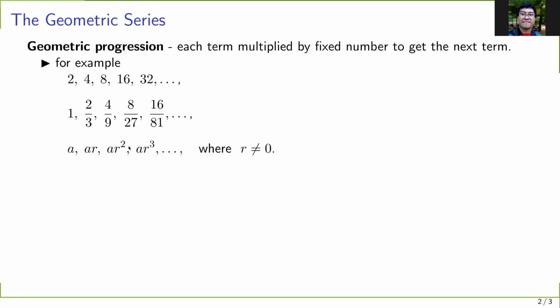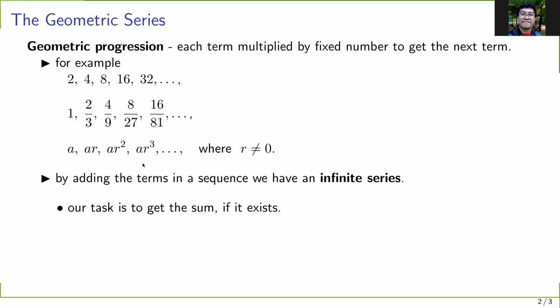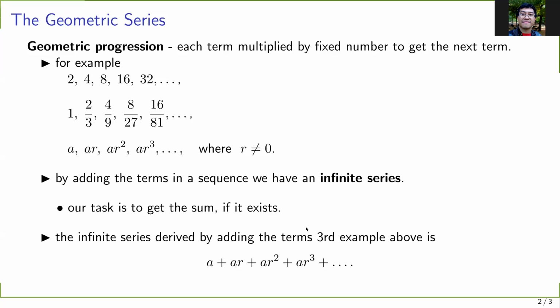Generally, we can write it as a, the first term, the next is ar, the third is the second one multiplied by r, so ar squared, and ar cubed, and so on, as long as r is not equal to 0. By adding each term in a sequence, we have an infinite series, and our task is to get the sum if it exists.